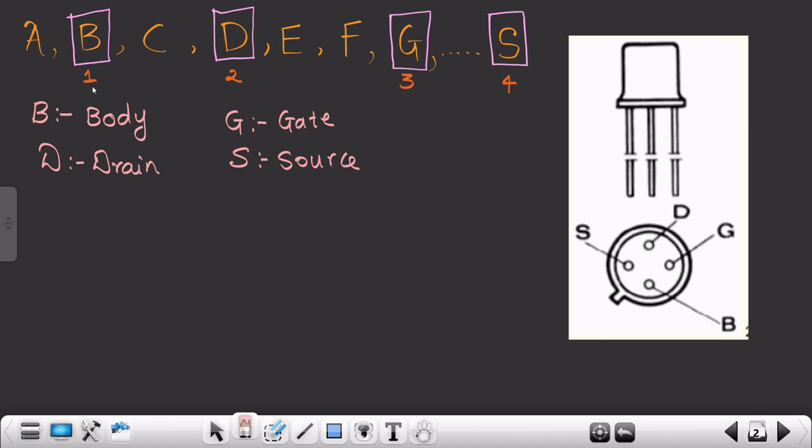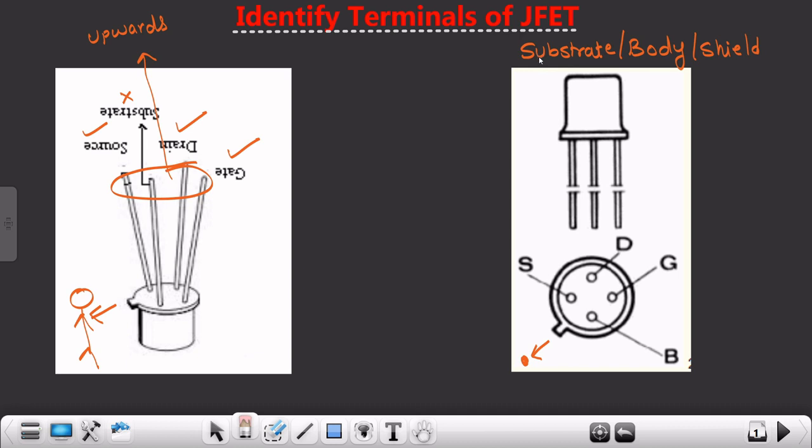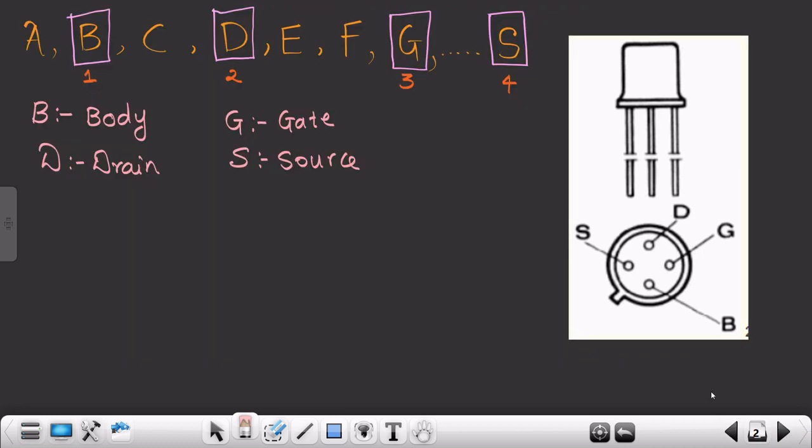You just remember B, that means body. Okay, B for body and S for source. Don't get confused. I had told you that substrate is also known as body, it is also known as shield. But see, in both of the terms, S is common, right? And we already have one S term that is reserved for source. So why take that particular S again? Instead of those S, we will go with B, that means body, and that would be pretty easier to remember as well. I hope you understood everything we discussed till now.